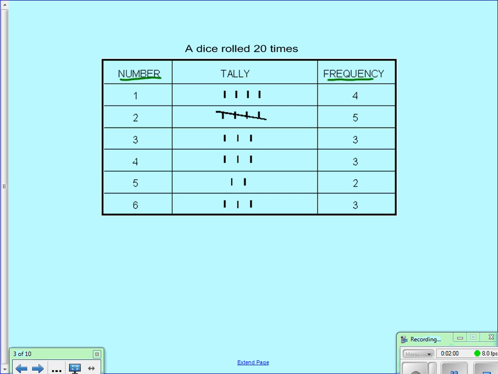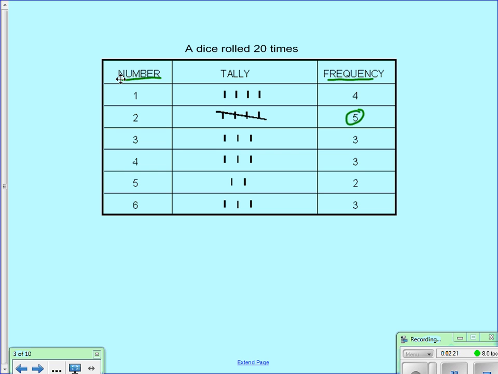This is a way to gather information and present it, so that we might then use it later on in a graph of some sort, or we might just gather it here and use it to answer questions. I can figure out which number was most likely to be rolled. Well, we can see the 2 rolled 5 times. It's bigger than any of the other numbers.